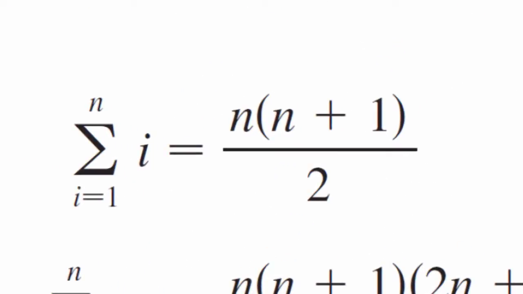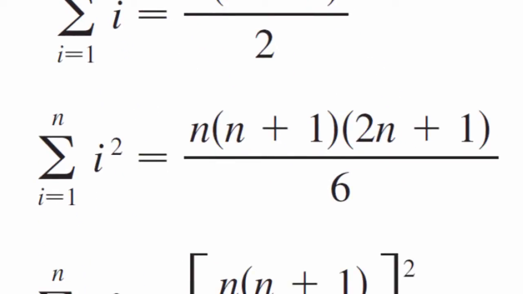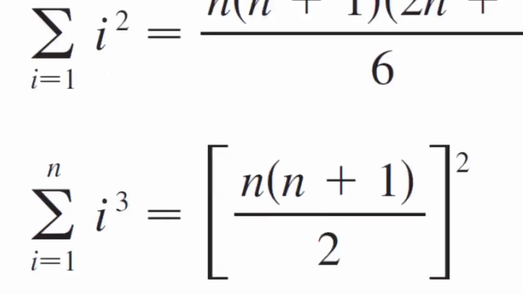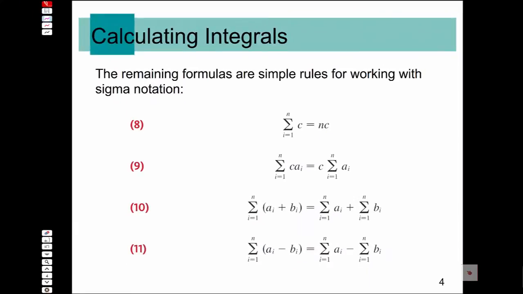The first tells us the sum of i when i goes from 1 to n. The second tells us the sum of i squared when i goes from 1 to n. And the third tells us the sum of i cubed when i goes from 1 to n. It's also very helpful to have these formulas 8 through 11 when we're trying to simplify Riemann sums.